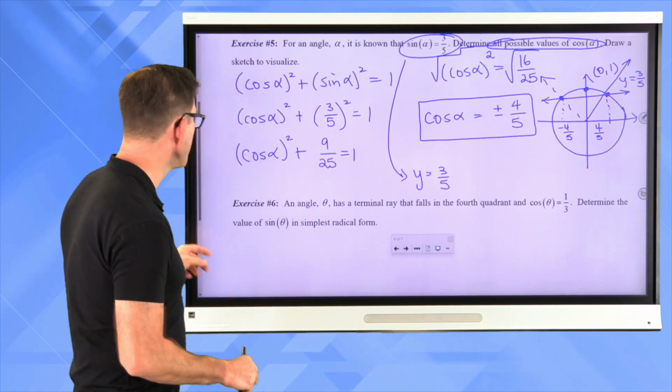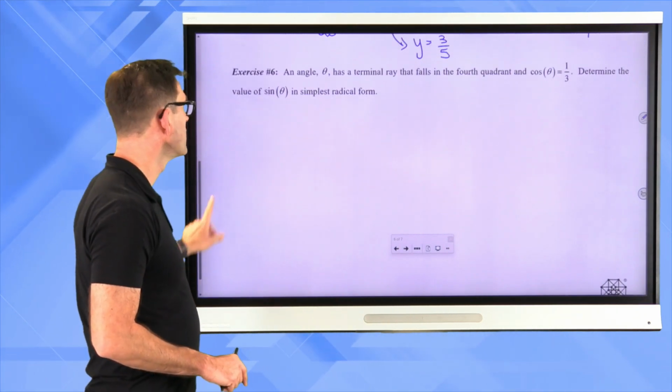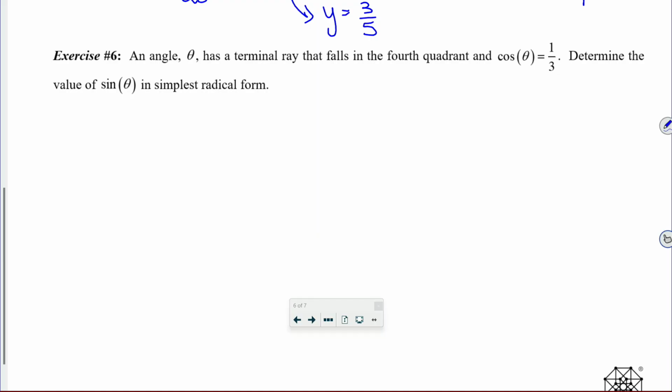Now, that problem, they didn't tell us what quadrant the angle was in. Let's look at one where they do. Exercise number 6. An angle theta has a terminal ray that falls in the 4th quadrant, and cosine of theta is equal to 1/3. Determine the value of sine theta in simplest radical form.